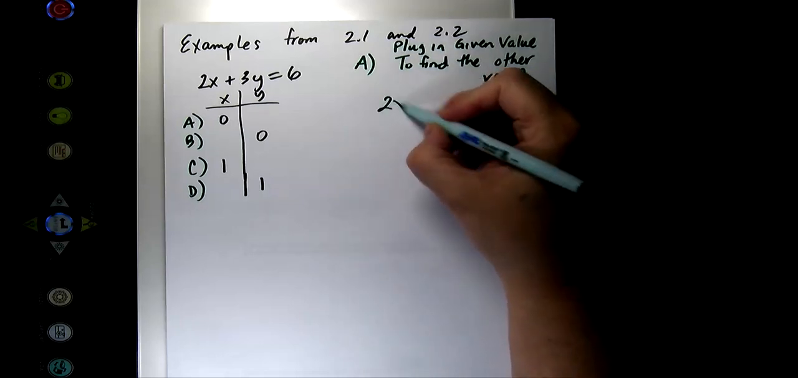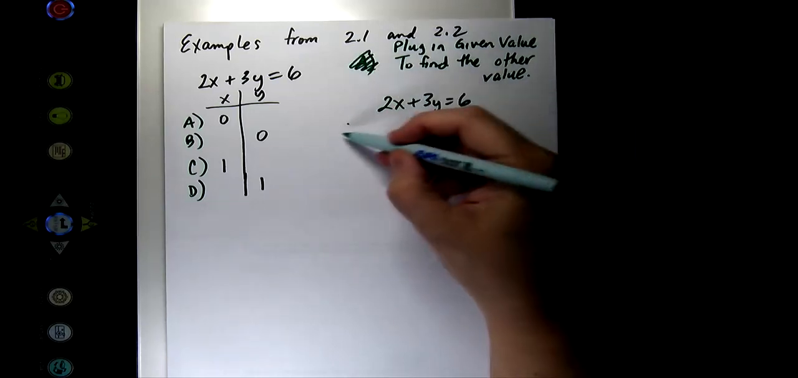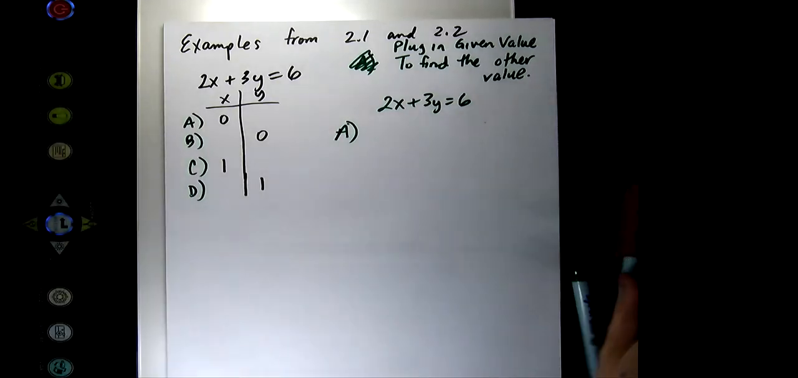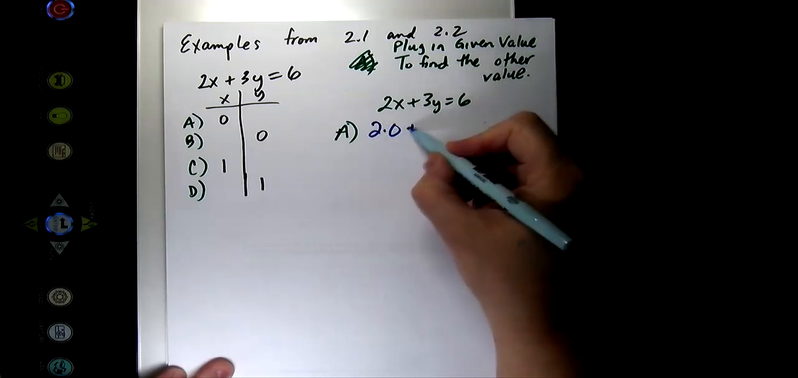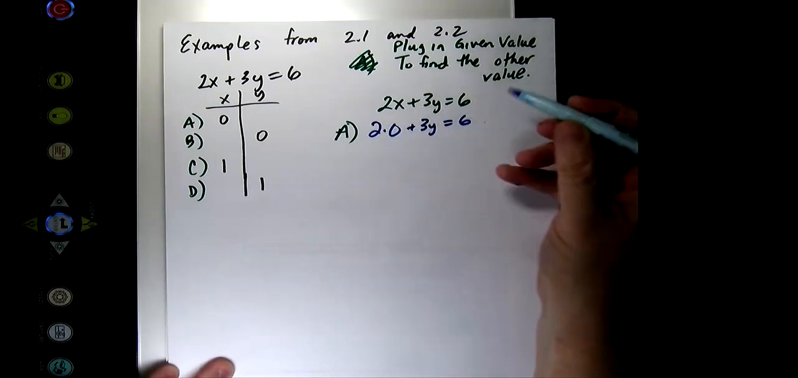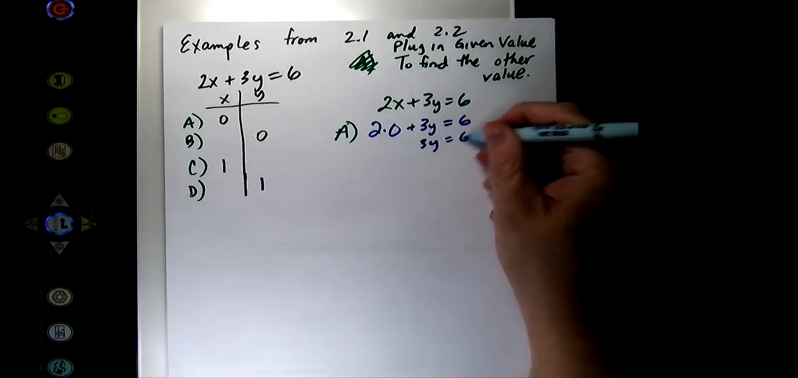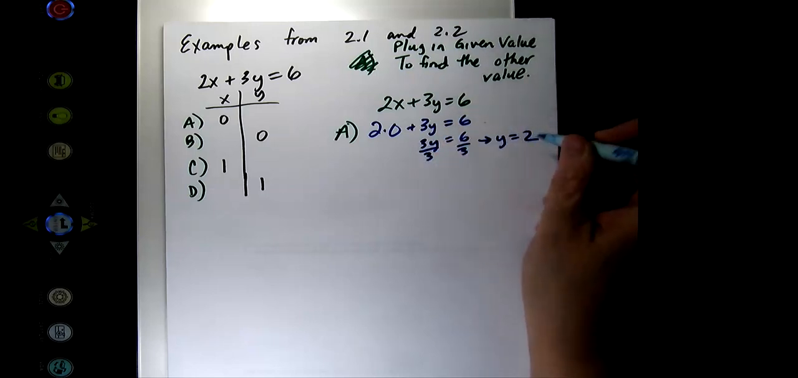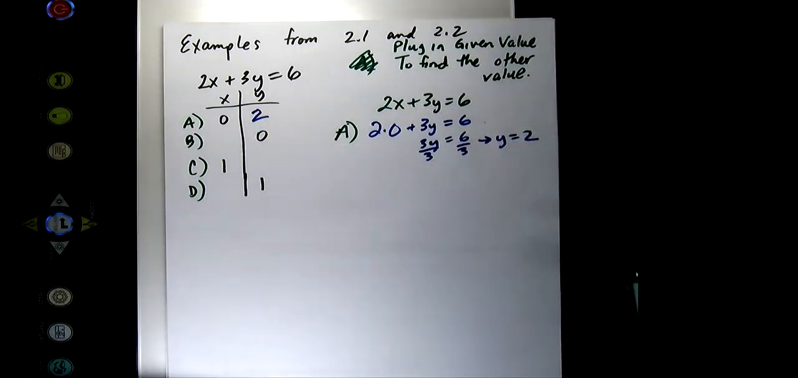So we had 2x plus 3y equals 6. For A, plug in 0 for x. I have 2 times 0 plus 3y equals 6. 2 times 0 is 0, so I have 3y equals 6. Divide by 3, and I get y equals 2. That goes with the x equals 0. They make an ordered pair 0, 2.